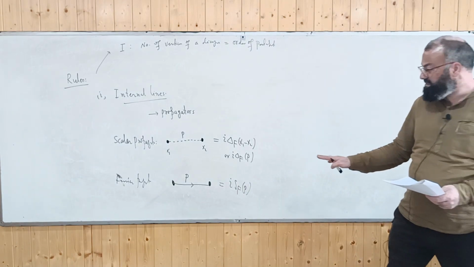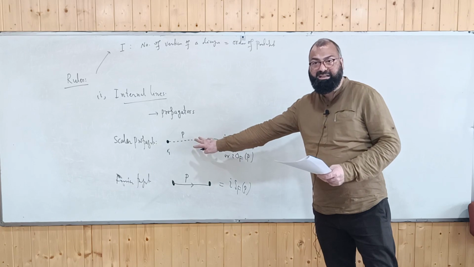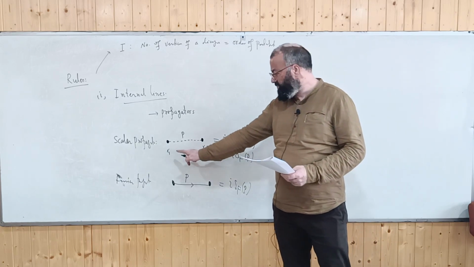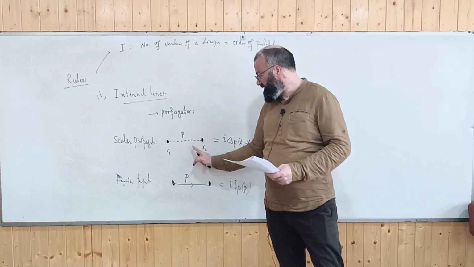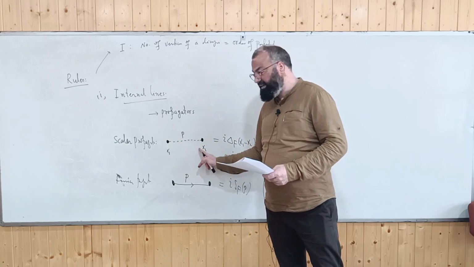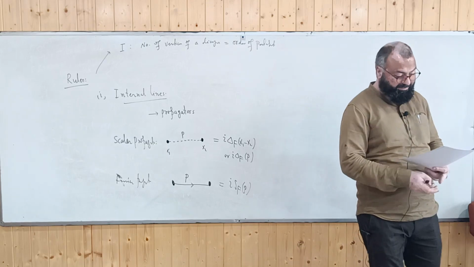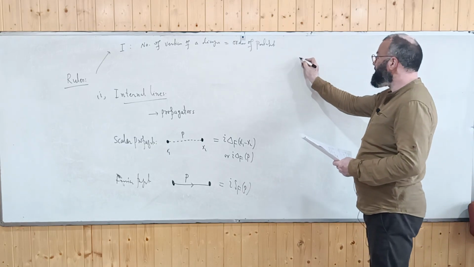Understood? But in the case of the scalar propagator, it's not that. It contains only one particle. So you have a particle being created here and annihilated here, and created here. Understood? So let's write the external lines.